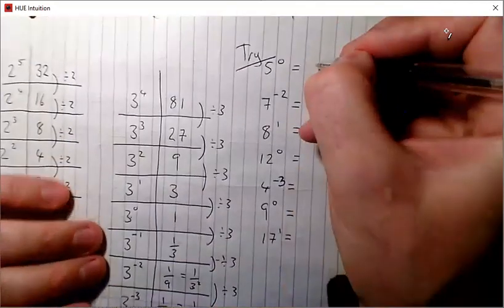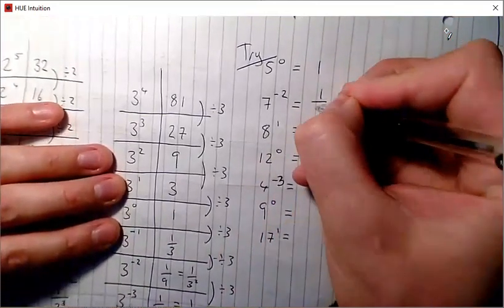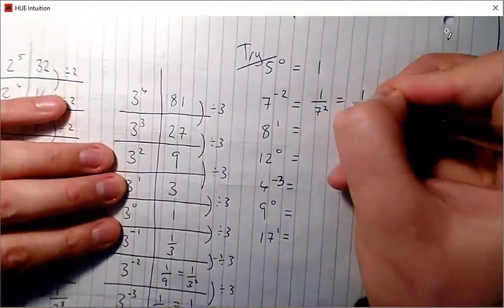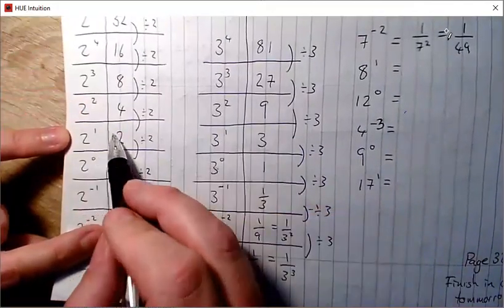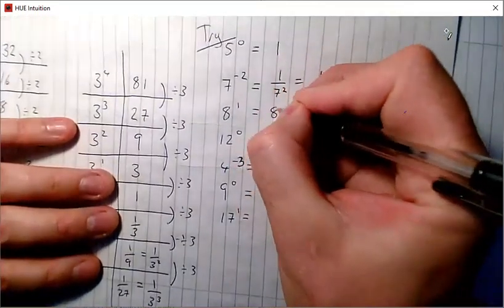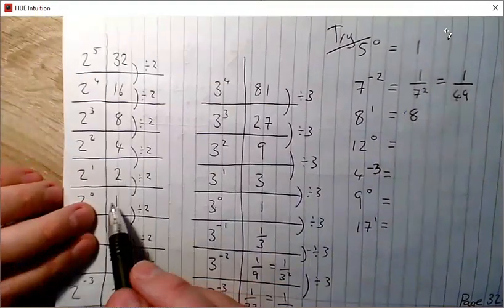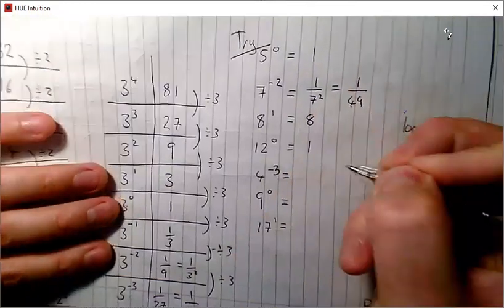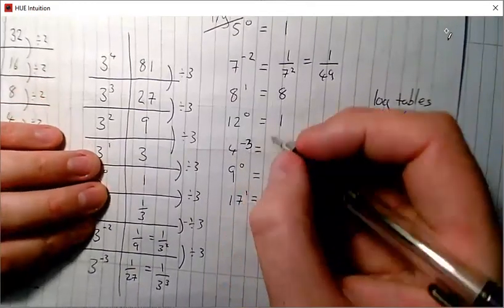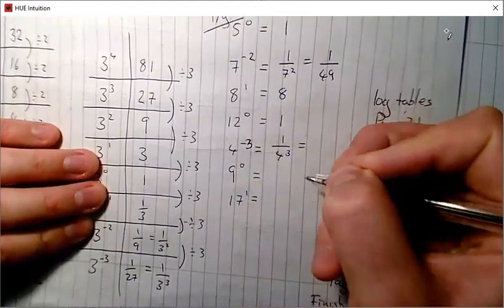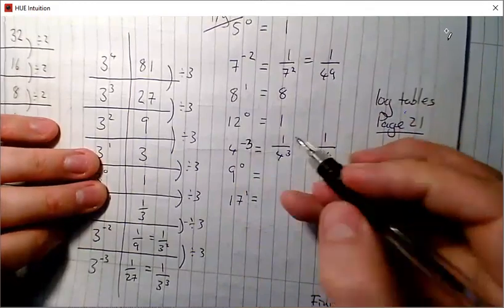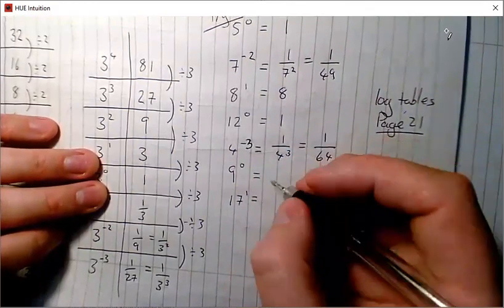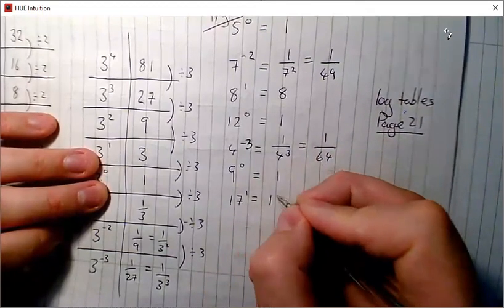Okay, hopefully you've said 5 to the power of 0. Any number to the power of 0 you've seen here is 1. 7 to the minus 2 is 1 over 7 squared. You can either leave it like that or you can say it's 1 over 49. 8 to the power of 1, well, any number to the power of 1 is itself, so that's just 8. 12 to the power of 0, any number to the power of 0 will always give 1. 4 to the power of minus 3 is 1 over 4 to the power of plus 3. And if you want to work that out, that's 1 over 4 by 4 by 4, which is 64, or you can leave it as 1 over 4 cubed. 9 to the power of 0 is 1. 17 to the power of 1, any number to the power of 1 is just itself.